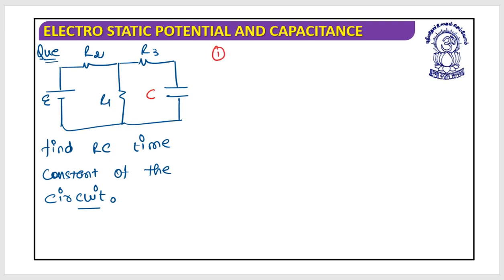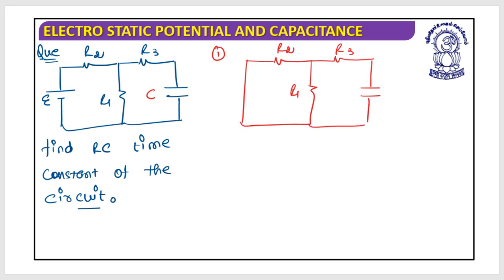That means short all the batteries. So when I short this, the situation should be something like this. This is R2. Now this is R1. This is R3, and here a capacitor is there. This is the capacitor.